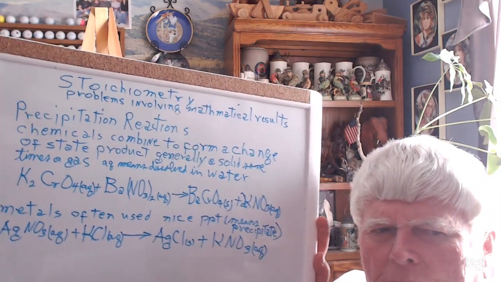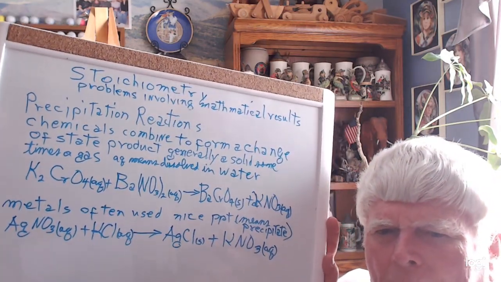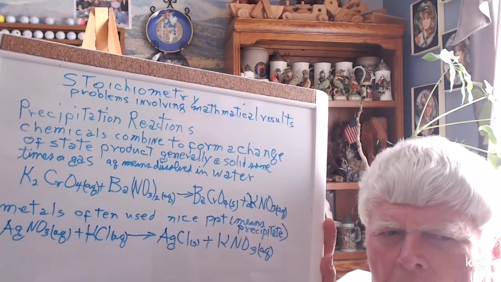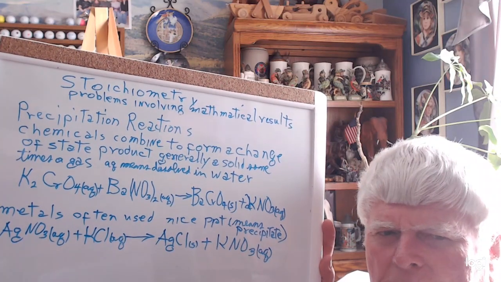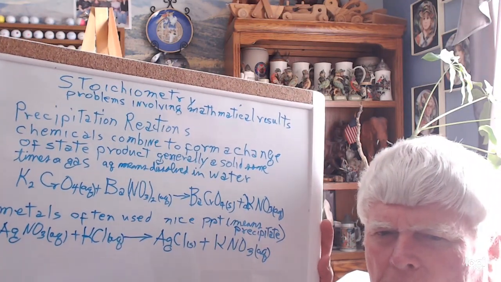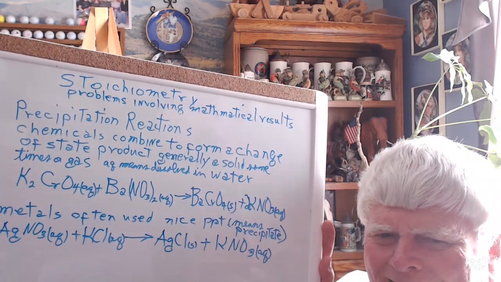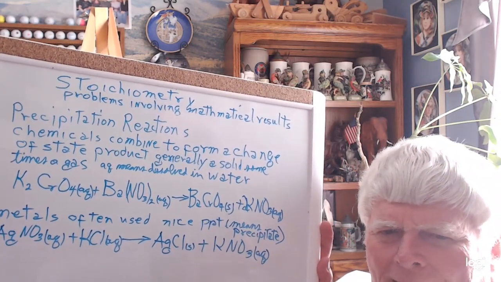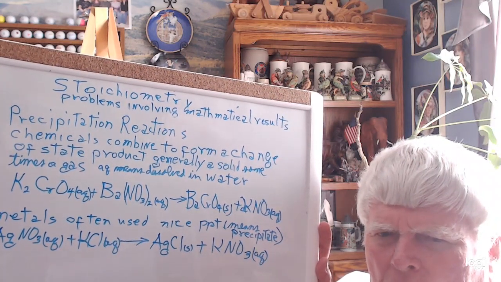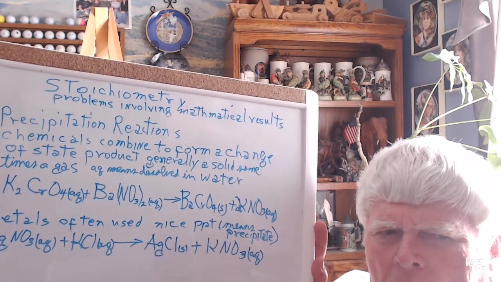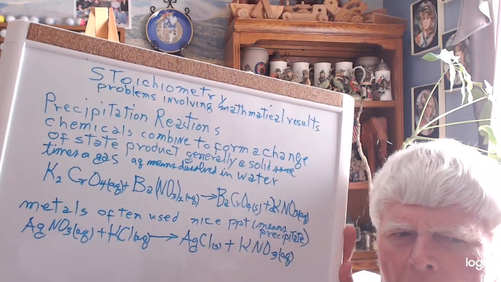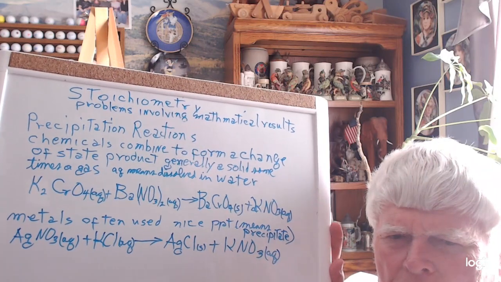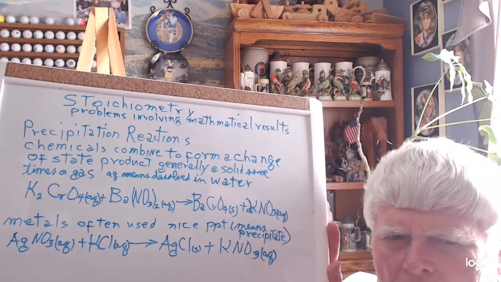Metals are often used because they form nice PPTs or precipitates. Here we've got the classic, and nobody goes through general chemistry without doing this at least once. You got silver nitrate plus potassium chloride. Again, silver is a metal that does not stay in solution unless, remember that little AQ means they're dissolved in water, unless it is paired up with something that likes to stay in solution, and the nitrates love to stay in solution.